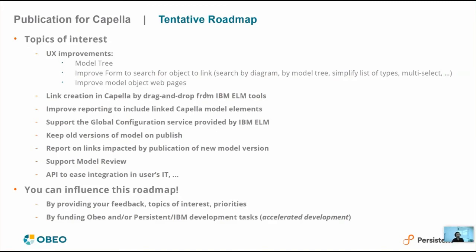We would like to offer reporting capabilities when we publish a new version of a model to indicate which links might be impacted by a publication, so that users can review these links and validate whether the changes have an impact on them or not.